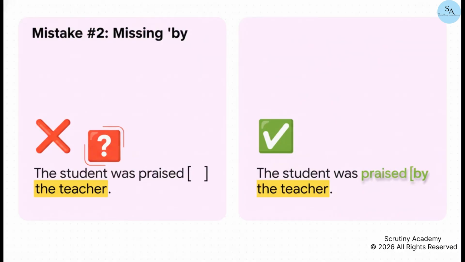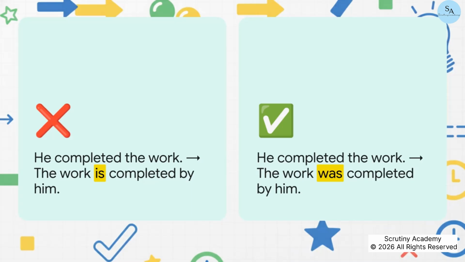Okay. This next one, you wouldn't believe how often this happens. People just forget to add the word by. The sentence needs to tell us by whom the action was done. It's a tiny word, but it's absolutely crucial. Don't leave it out. And the third common trap is mixing up the tense. If the original sentence was in the past, your passive sentence must also be in the past. If it started with completed, you have to use was completed, not is completed. Always, always match the tense.